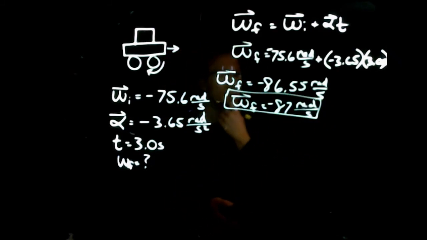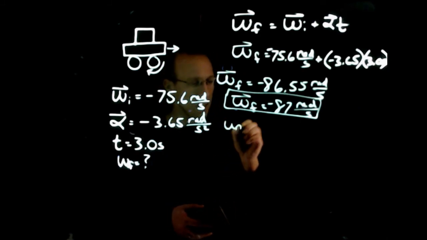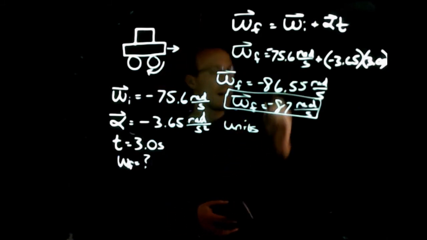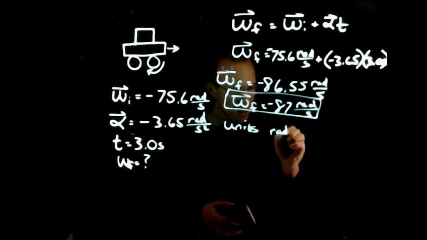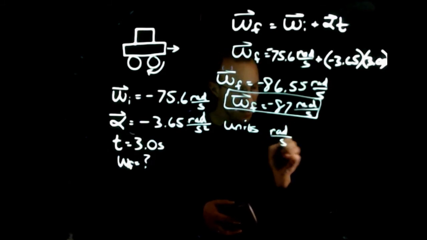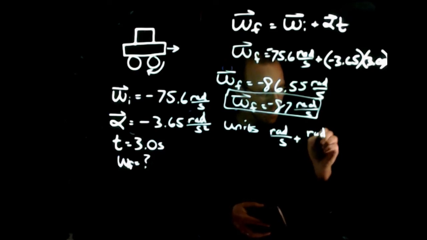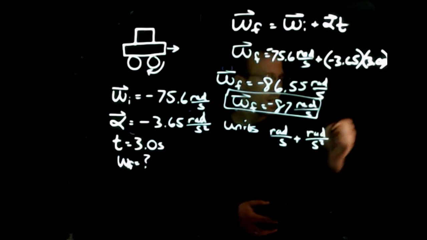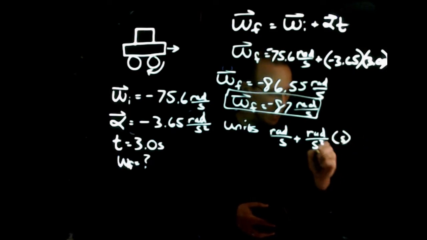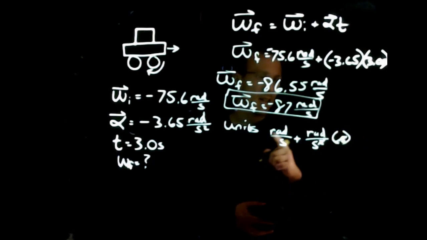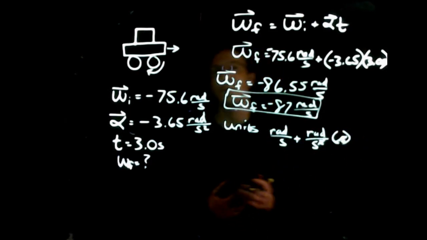So how do these units work out? Okay, let's just look at the units. So my 75.6 is radians per second, plus my alpha is radians per second squared, and my time is just seconds. So this would cancel the seconds out, and we get radians per second, which we add up.